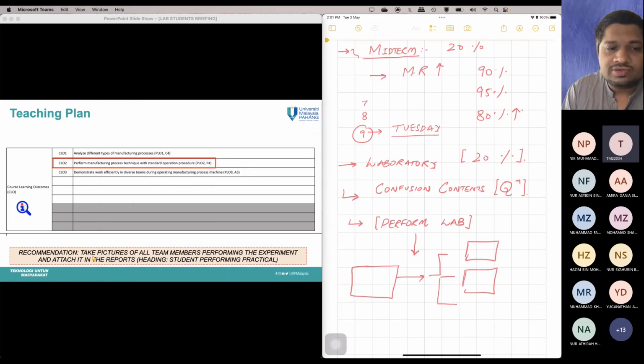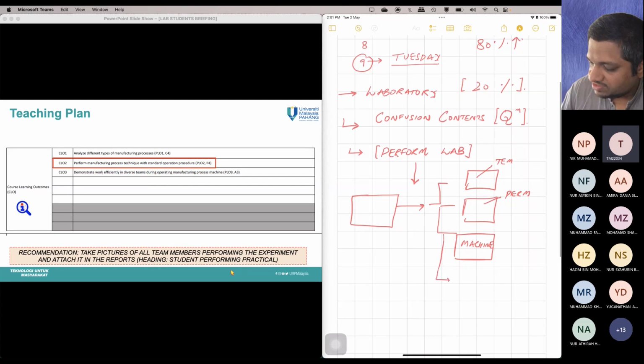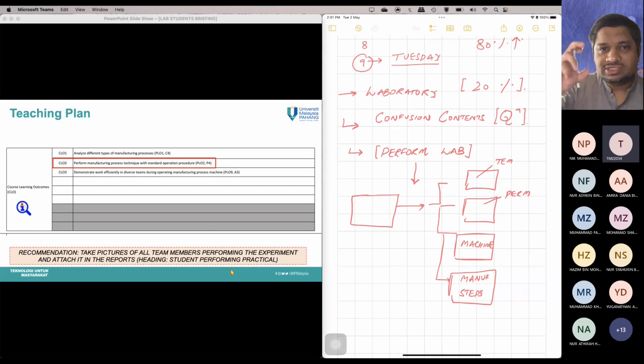It is important for you to take pictures of all the team members in the group. You should take pictures of all the team members performing the experiment. And then take a picture of the machine, take pictures of all the manufacturing process or steps, etc.